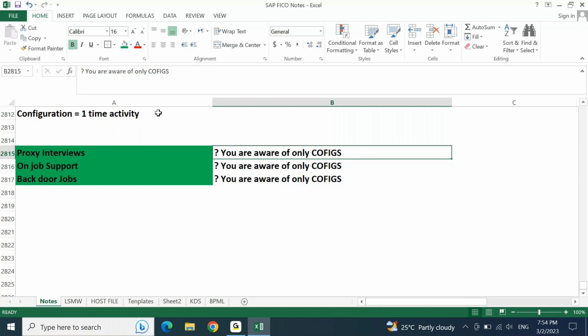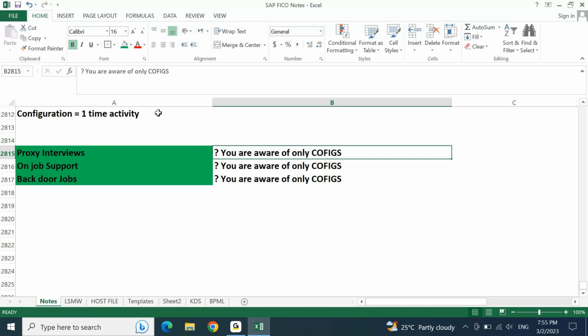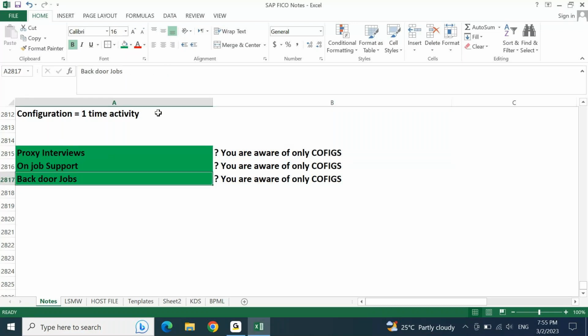If you want to survive in the market under different circumstances, you may end up approaching a proxy interview, you may end up approaching job support, you may end up approaching a backdoor job. Why all this? Because you have not learned SAP FICO the way it has to be learned. You have not gained the knowledge the way you have to gain it. Blindly you are running behind the configuration, blindly you are doing whatever you have been taught.